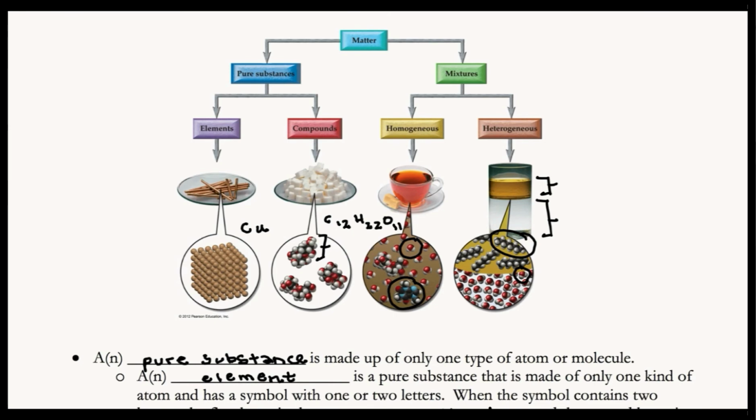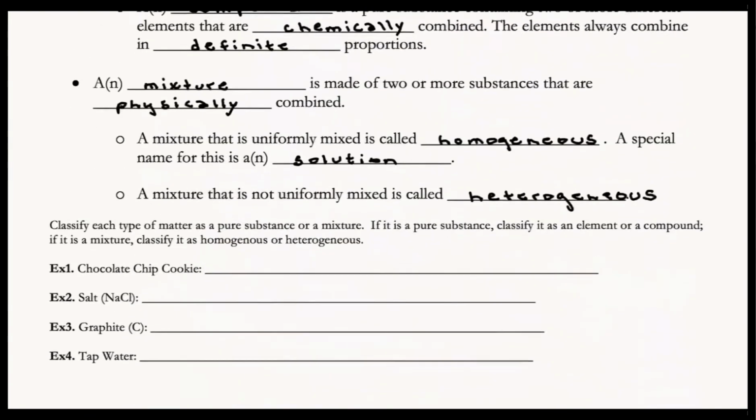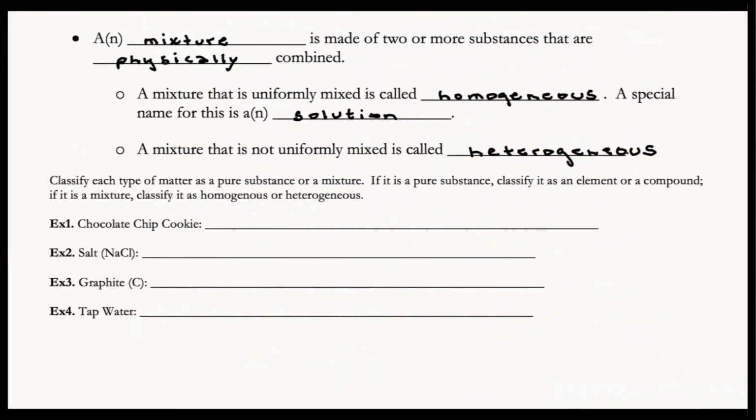Homogeneous mixture occurs when I have a mixture that is uniformly mixed. Heterogeneous is when it is not uniformly mixed. So let's look at these 4 examples. A chocolate chip cookie. Okay? So for a chocolate chip cookie, I've got a number of different components to that. I've got sugar, I've got water, I've got flour, I've got butter, which consists of a number of different molecules in and of itself. So I know that this is going to be a mixture. It is not a pure substance.